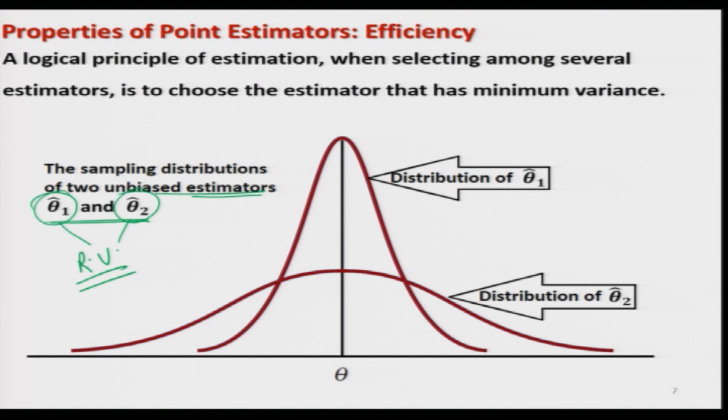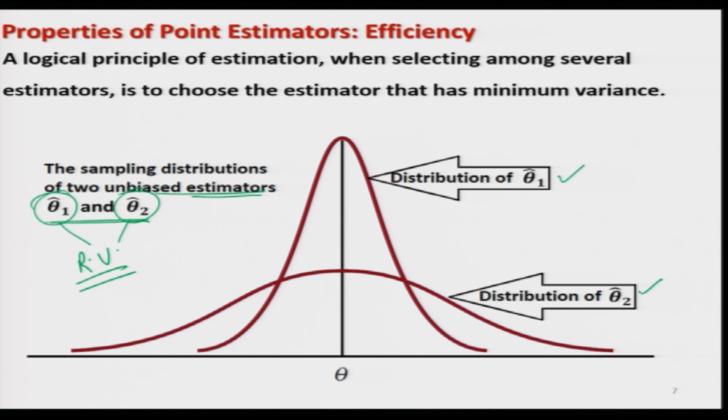For example, when we say that X1, X2, ..., Xn come from a normal distribution with mean mu and variance sigma square, and they are all IID, identically and independently distributed, then the distribution of the sample mean is also normal with mean mu and variance sigma square upon n. Similarly, in general, all the estimators will also have a sampling distribution. So suppose I try to plot the sampling distribution of the two statistics theta 1 hat and theta 2 hat, which are being used to estimate the same parameter theta.